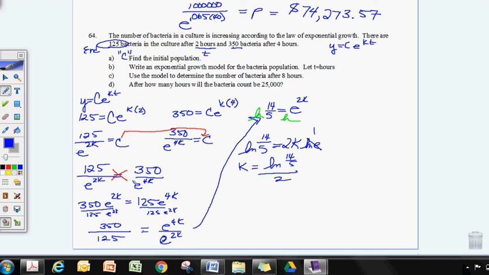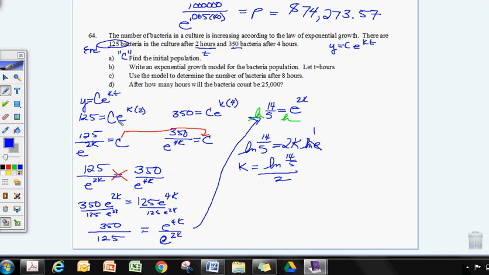Okay, so coming back to solve for my C value, and notice I'm finding my C. Write the exponential growth model for it, let t be the hours, use the model to determine the population after 8 hours. We'll figure that out. And then after how many hours would there be 25,000 in there, we will work all of that out. So I've got my K value.